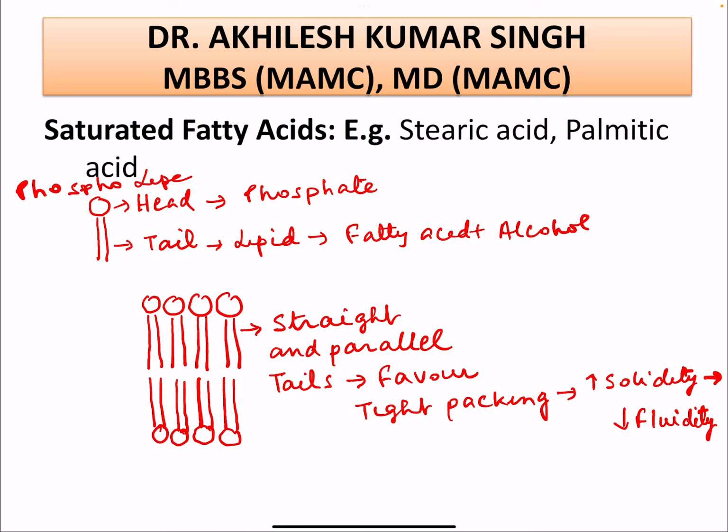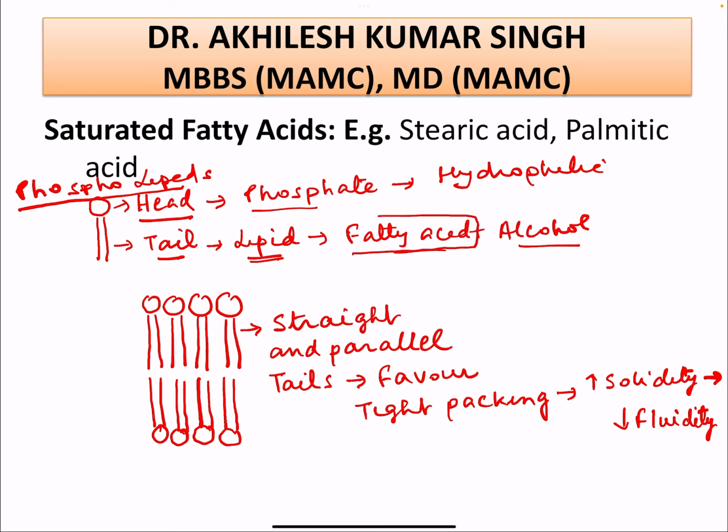This phospholipid has one head which is made up of phosphate, and this head is hydrophilic. Hydrophilic means water loving. And this is the tail. The tail is made up of lipid. The lipid is made up of what? Fatty acids plus alcohol. These fatty acids can be of two types: one is the saturated fatty acids, and the other is the unsaturated fatty acids.